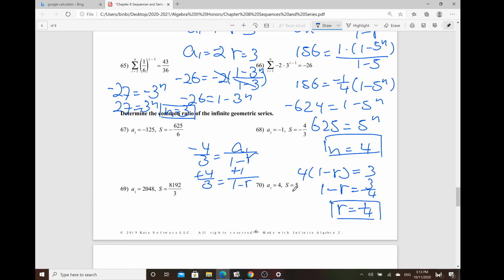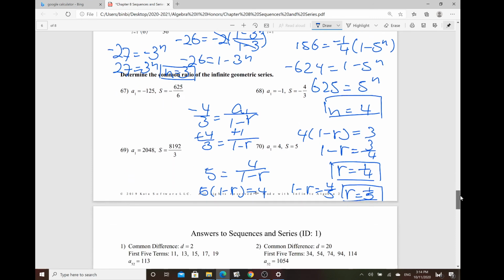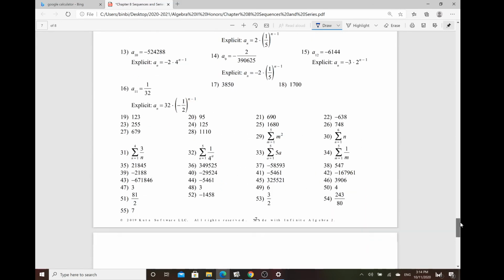And then the other one here, the sum is given, 5. So a sub 1, 1/4, over 1 minus r. Cross multiply, so we have 5 times 1 minus r equals 4. In other words, 1 minus r equals 4/5. So r equals 1/5. So for 68 and 70, one is 1/4, the other one is 1/5. Check the common ratios, number 68 and number 70.